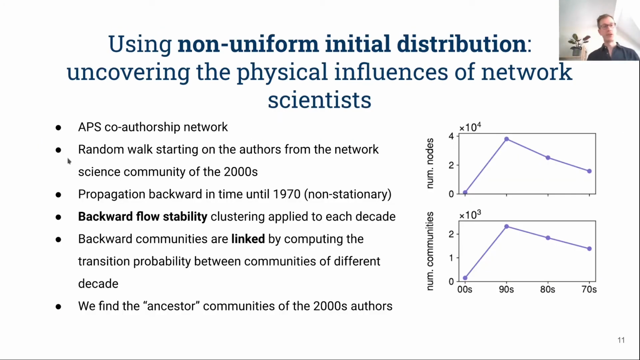And to give you another example, here we use the possibility of this method to also use non-uniform initial distributions. So in this case, we use that on the APS co-authorship network to find the physical influences of network scientists. So we found all the network scientists that published in a journal of the APS between 2000 and 2010. And starting from those authors, we let random walks diffuse backward in time until 1970. And for each decade, we apply the backward flow stability to find a backward partition.